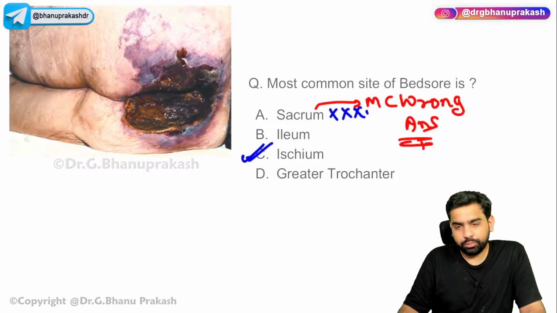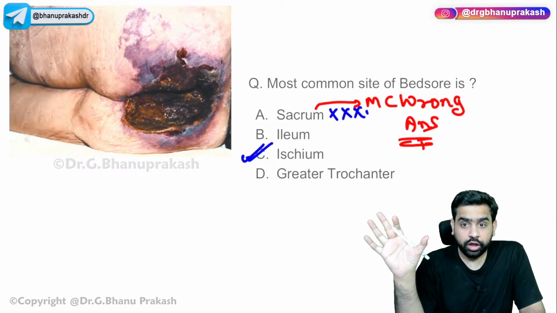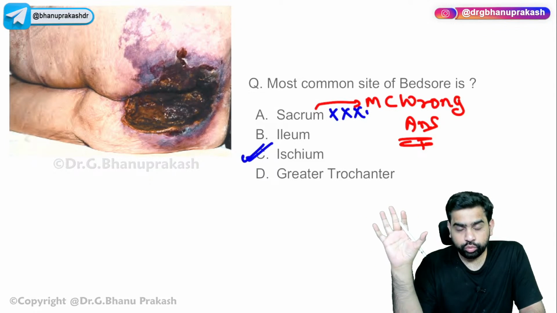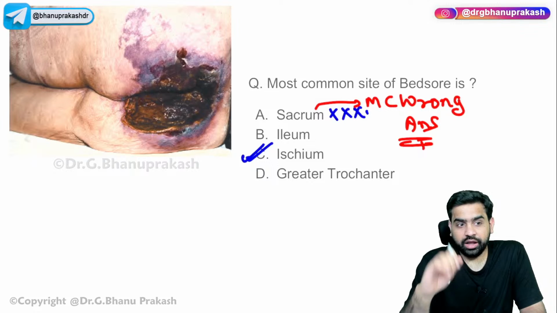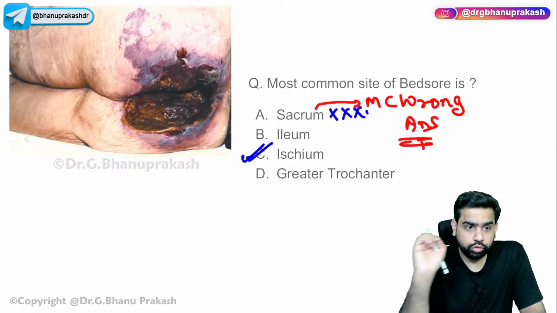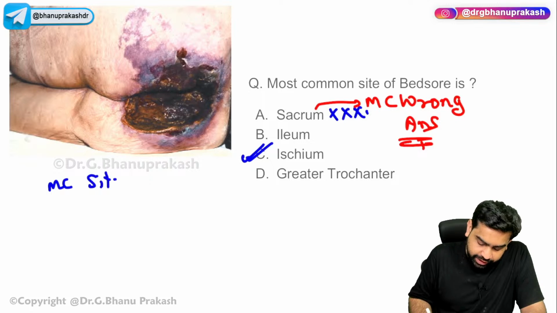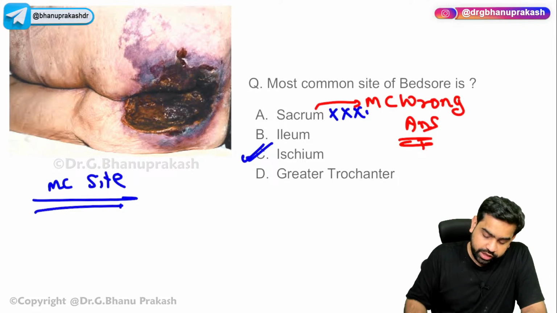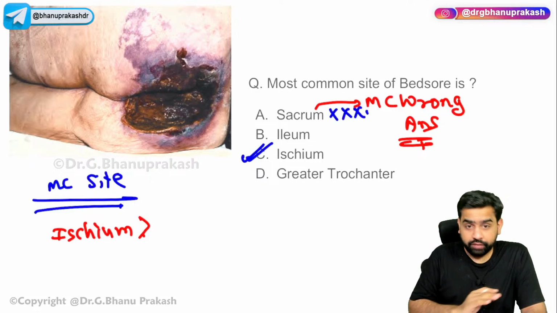What you need to understand is that it's probably not your fault, because whenever you get this bed sore, you have always been shown images like this. And by looking at this you might say that sacrum is the most common site. But please try to understand, this has been asked so many times. The most common site for bed sore formation is the ischium. This they have asked so many times.